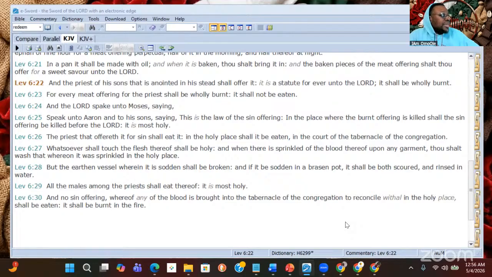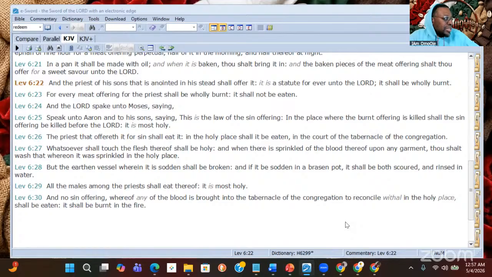For every meat offering for the Kohane, his sons that is anointed in his stead shall offer it as a statute forever. Okay. For every meat offering for the Kohane shall be wholly burnt. It shall not be eaten.